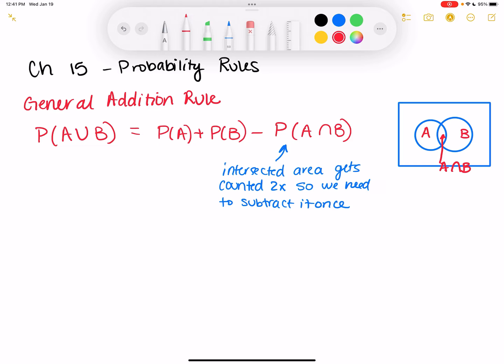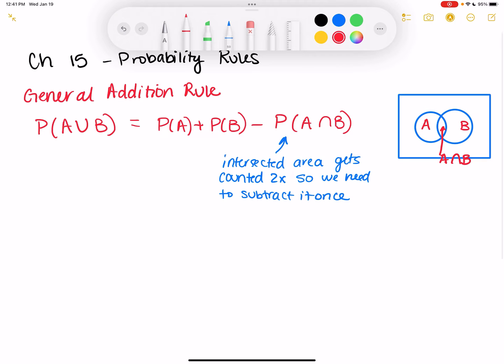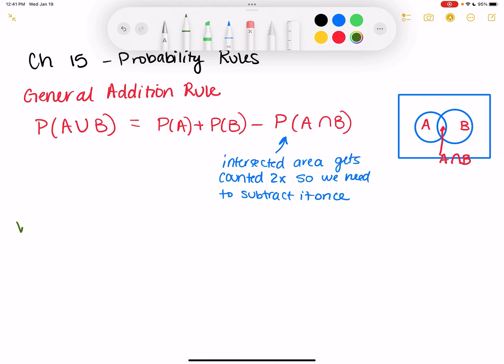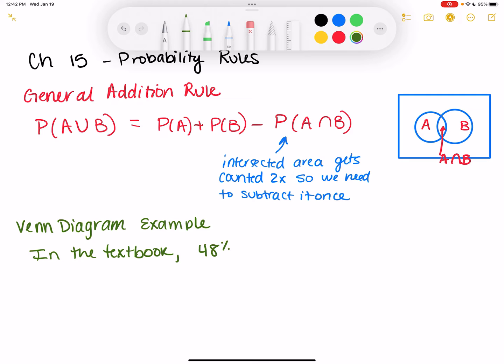All right, so we're going to look at a little example with this because it's probably the easiest way to understand this material. So we're going to look at a Venn diagram example. In the textbook, okay, this is a made-up example. This is not actually true of our textbook. In the textbook, 48% of pages have data displayed.